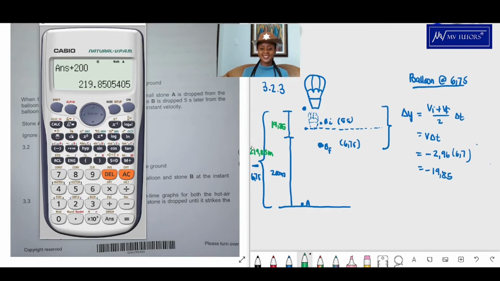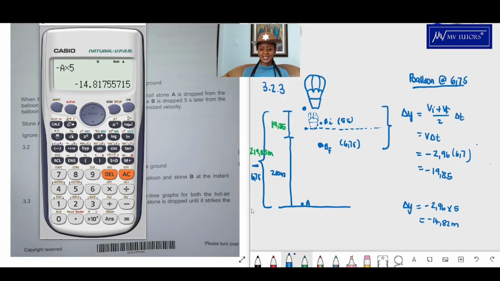Okay, great. Now where is B in all of this? So where is the hot air balloon when B was about to be dropped? Well, the hot air balloon, this was just after 5 seconds. So I'm still going to use this equation, negative 2.96 times 5 this time. Okay, so I'm going to multiply this by 5. And I get negative 14.82 meters.